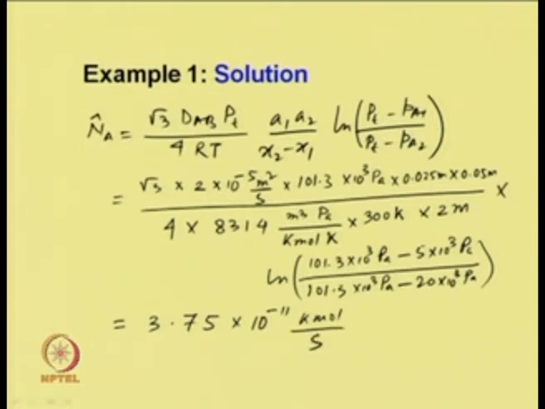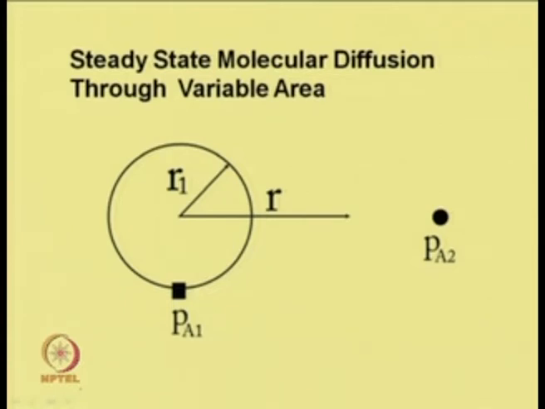So, if we look into the unit balance, the pressure term will be cancelled out and Kelvin will cancel. So, you will have kilomole per second. So, this is the molar flow rate of component A through non-diffusing B. Let us consider another example.